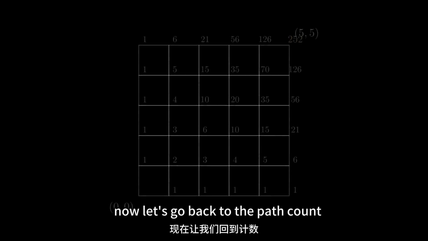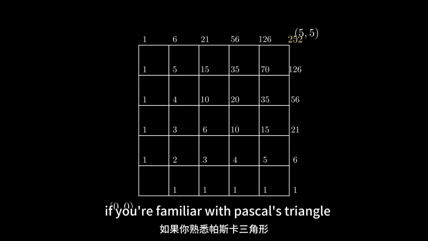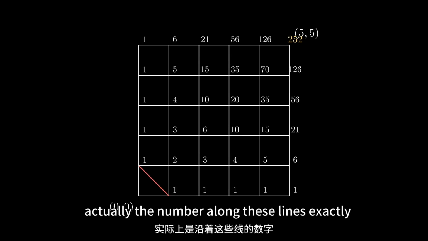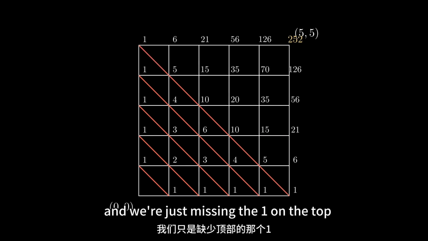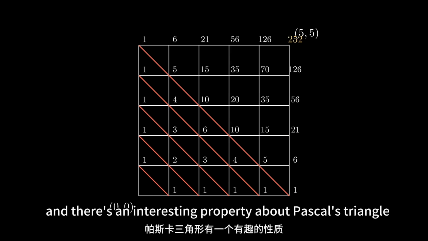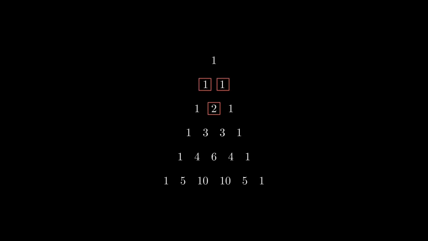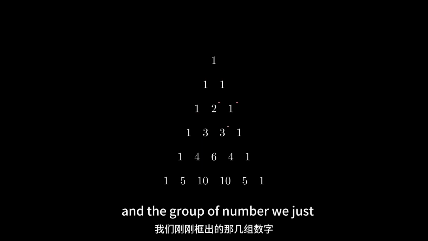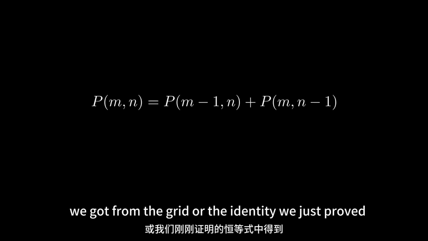Now let's go back to the path count when we finish this problem with the second method. If you're familiar with Pascal's triangle, you will find out that actually the numbers along these lines exactly match those in Pascal's triangle row by row. And we're just missing the one on the top. There's an interesting property about Pascal's triangle. We notice that each number in Pascal's triangle equals the sum of two numbers diagonally above left and above right. And the group of numbers we just highlighted shows exactly how this works. And actually, that could be explained by the recurrence relationship we got from the grid or the identity we just proved.